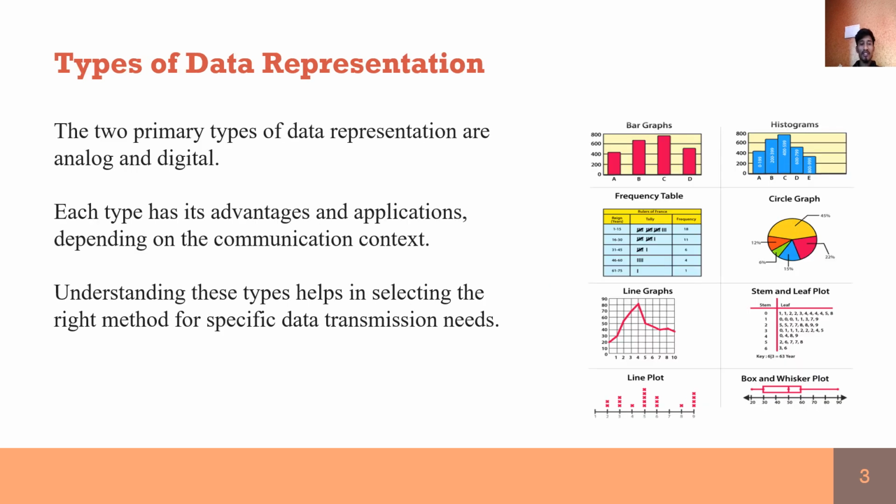Types of data representation. The two primary types of data representation are analog and digital. Each type has its own advantages and applications depending on the communication context. Understanding these types helps in selecting the right method for specific transmission needs.